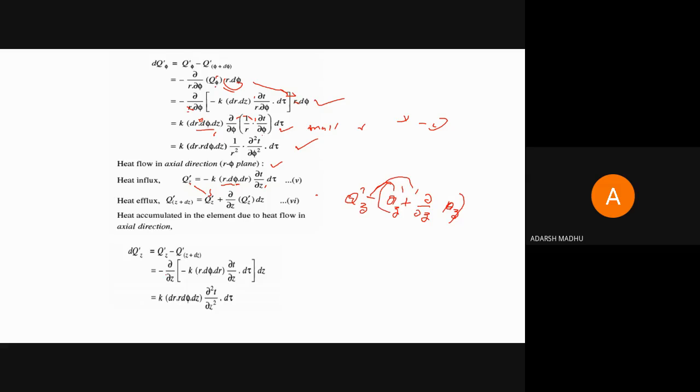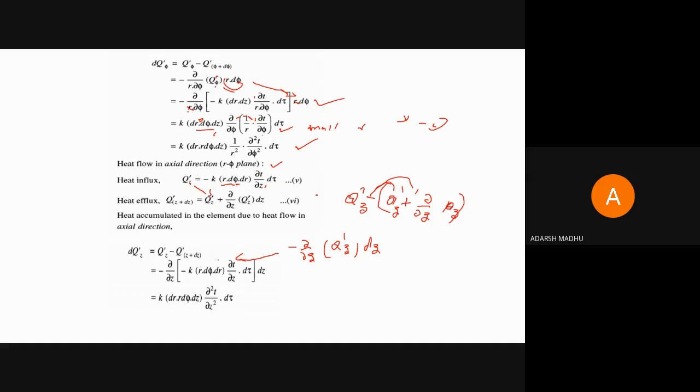The remaining term will be negative of dou by dou z of Q dash of z, and dz is there. By substituting Q dash of z from here, Q dash of z is negative K into R d phi dr into dou t by dou z. This step has been skipped here.